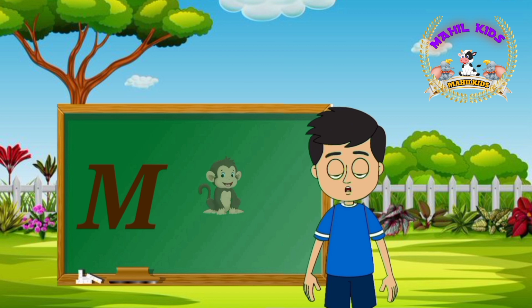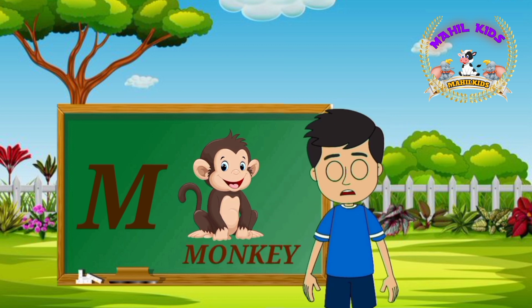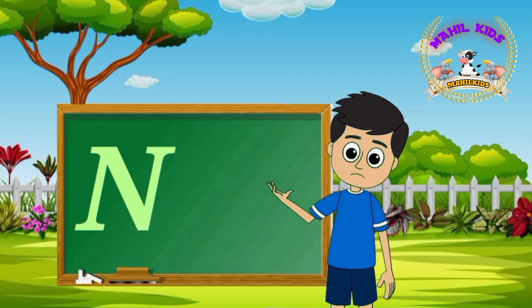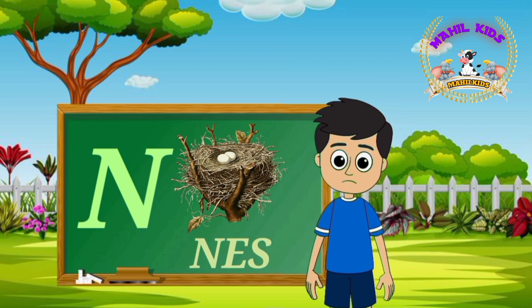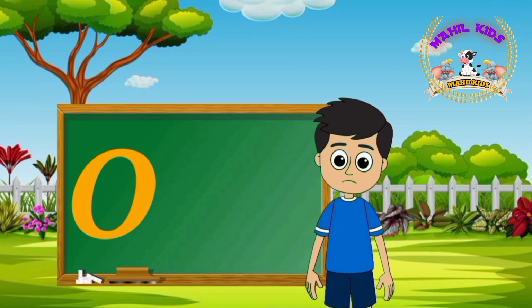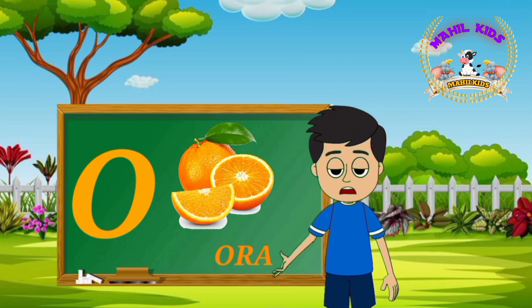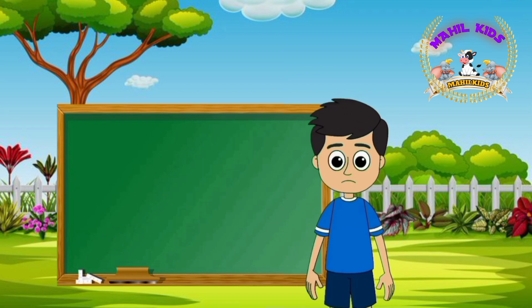M for monkey. M O N K E Y monkey. N for nest. N E S T nest. O for orange. O R A N G E orange.